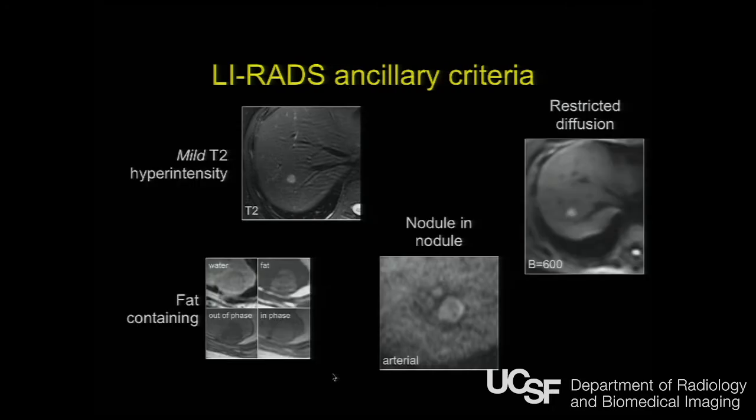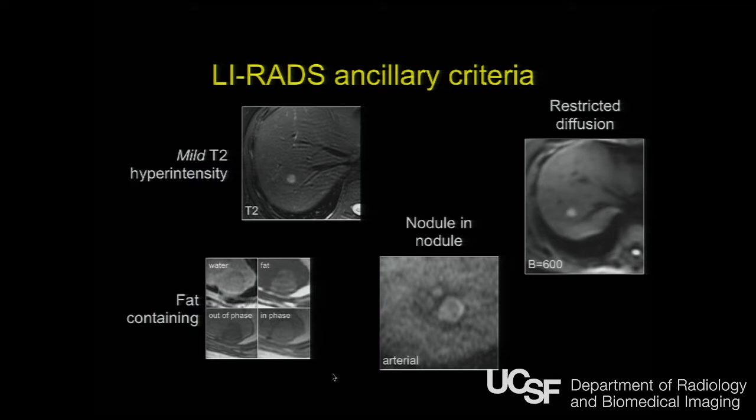Okay. LI-RADS also has things called ancillary features or ancillary criteria. So these are things that would make you think of HCC, but you can't use these features to up-categorize a LI-RADS 4 to a LI-RADS 5. It can only help you categorize something to a LI-RADS 3 or LI-RADS 4.